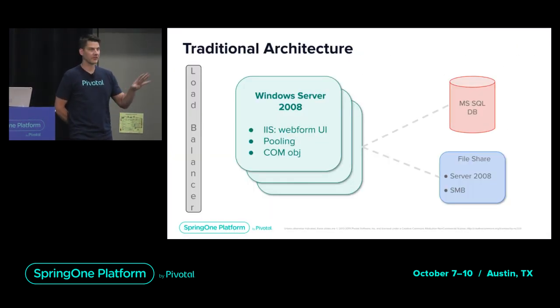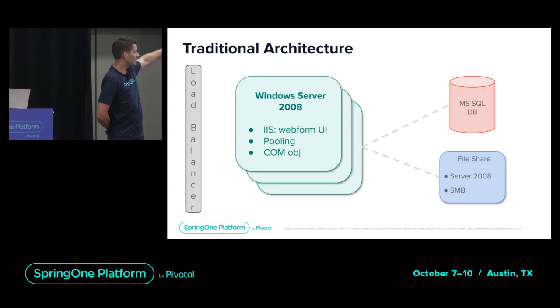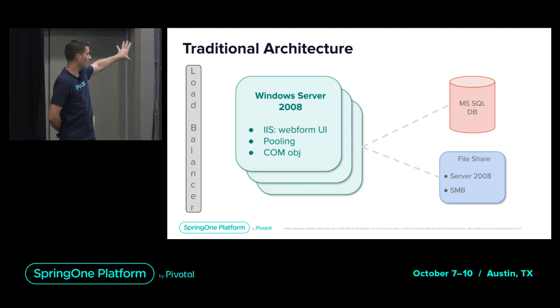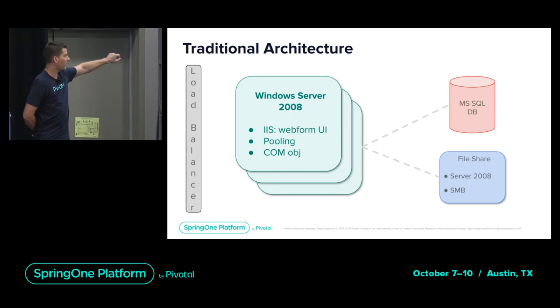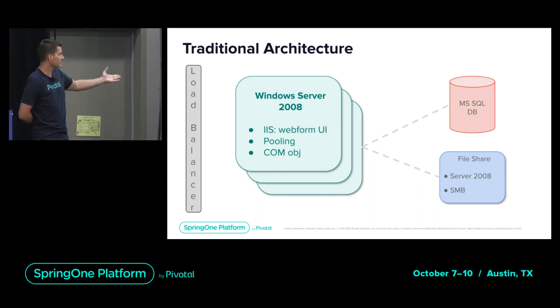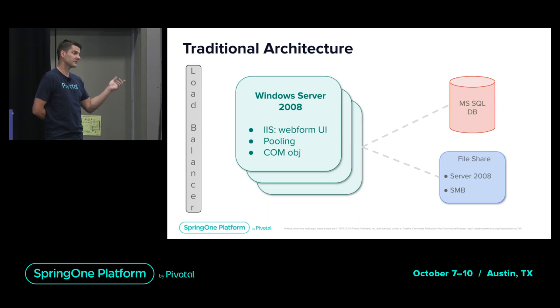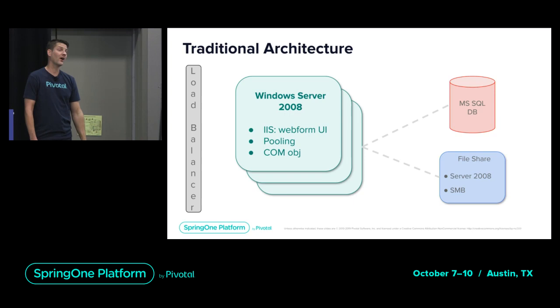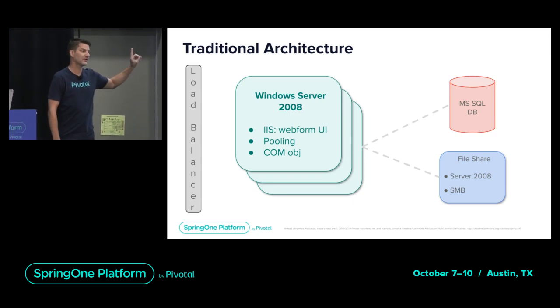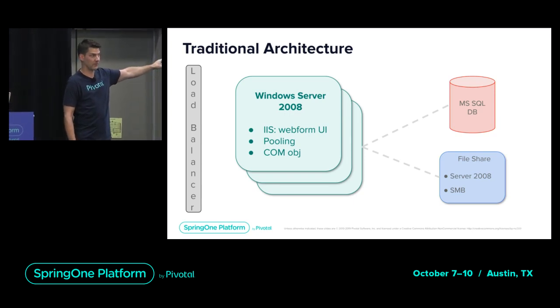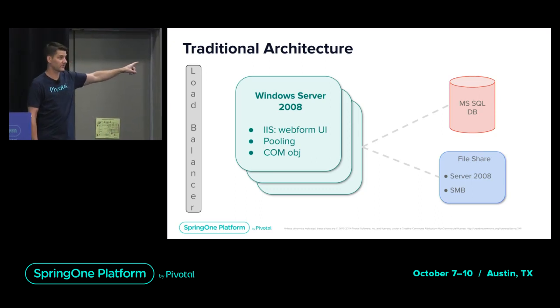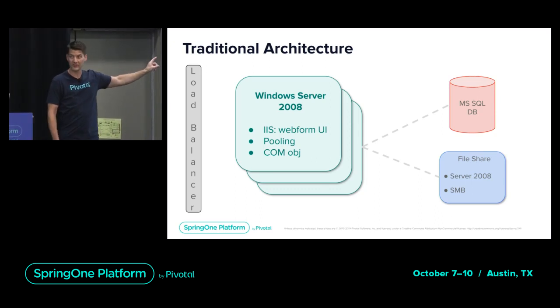So, the application, super simple here. Fairly traditional, right? We've got a whole farm of web servers, Server 2008, running IIS. They have a web forms UI. That's the first fun piece of this. It's a web forms app, using pooling and all the other natural components of IIS. And then we also have a COM component, and the COM component is installed in the registry. That's how it's registered and available to the application. So this gets really fun really quick, using the registry inside a container, no less, right?